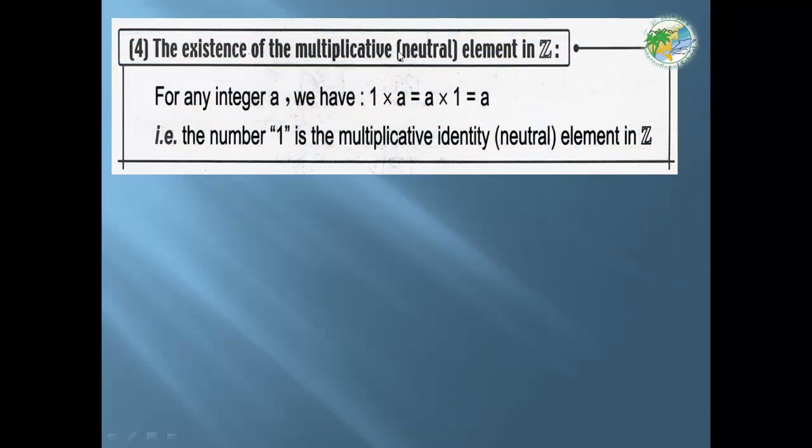The existence of the multiplicative neutral element in Z. For any integer a, we have 1 times a equal a times 1 equal a. The number 1 is the multiplicative identity, the neutral element in Z. Okay? يبقى ال 1 which number multiply by any number equal the same number هو ال 1. Then the multiplicative neutral element is 1.